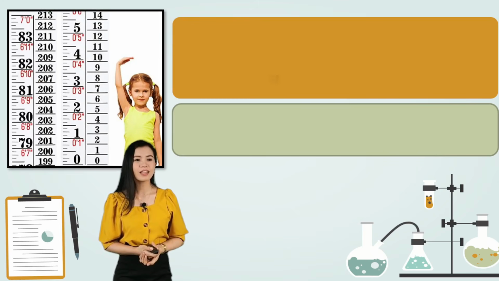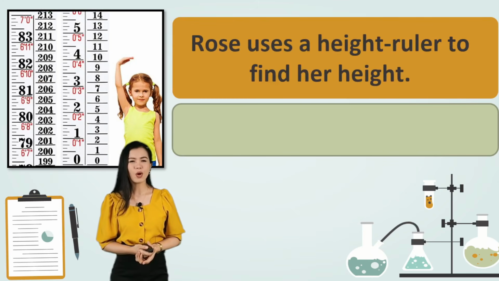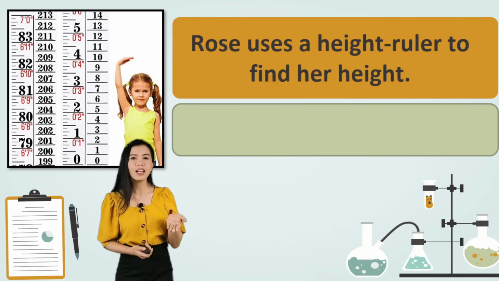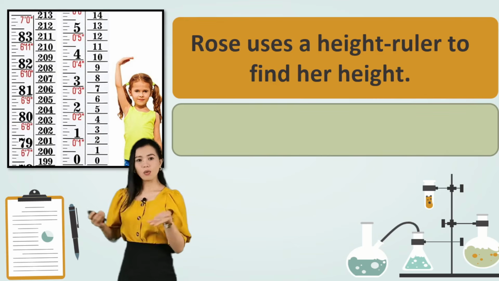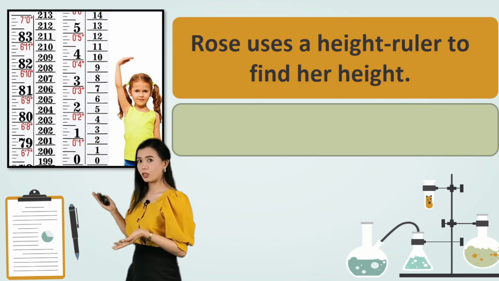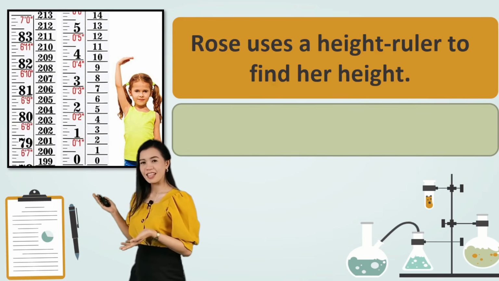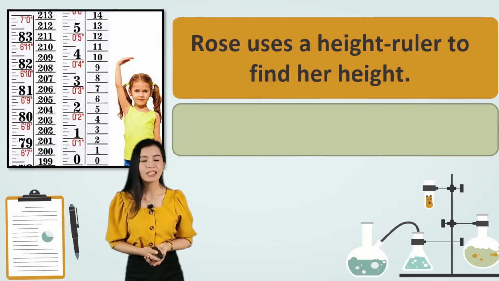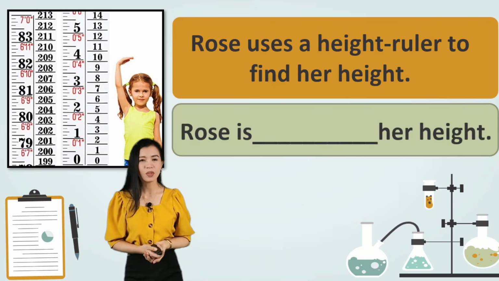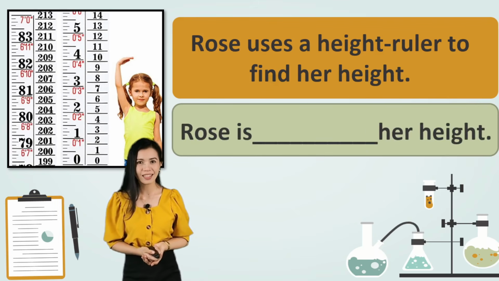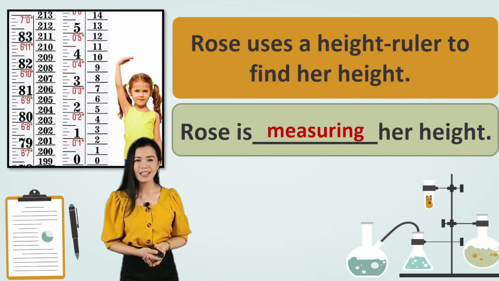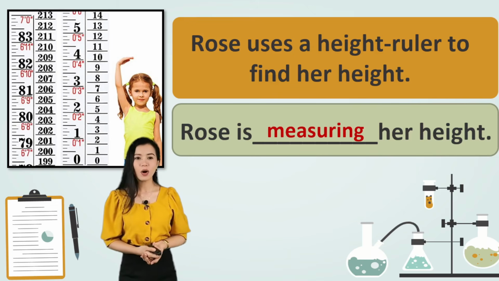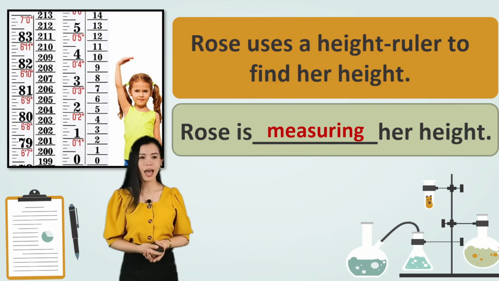The next example is Rose uses a height ruler to find her height. Now, what science process skill is used by Rose? Rose is blank her height. Can you guess? Rose is measuring her height. Very good. Rose is measuring her height.